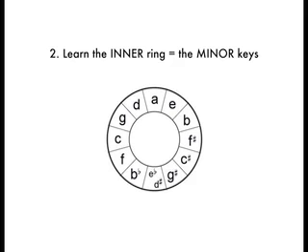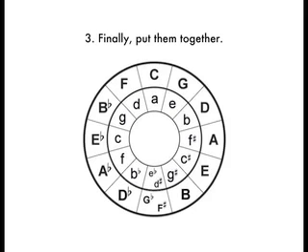Once you've learned these, and if you've kept track of that orientation, then step 3 is a piece of cake. You just put the 2 together. The alignment is important because the keys that are radially aligned are closely related. So, for example, at the top of the diagram, C major and A minor share many of the same notes, and they're very closely related keys. Or at the 3 o'clock position, A major in the outer ring and F sharp minor in the inner ring are closely related keys.